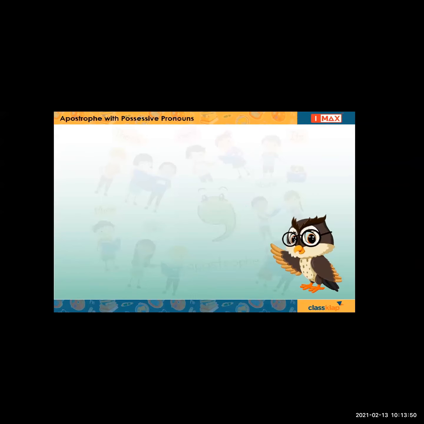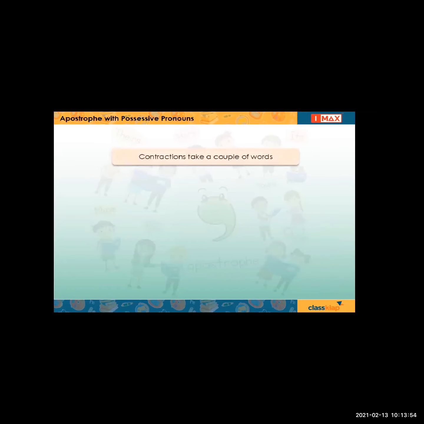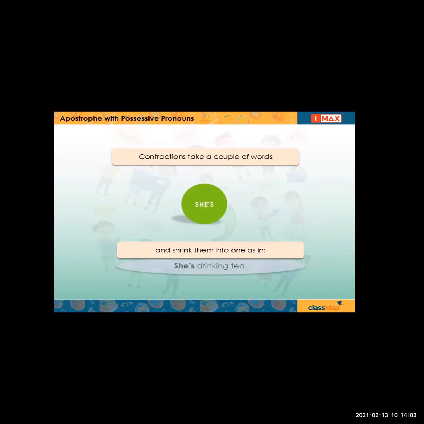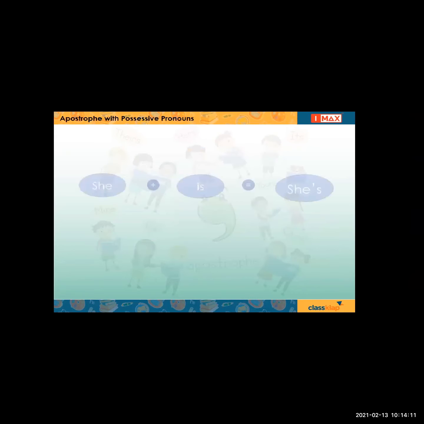Let us understand using some examples. Contractions take a couple of words and shrink them into one, as in, he is drinking tea. The apostrophe takes the place of one or more letters that have been taken out.